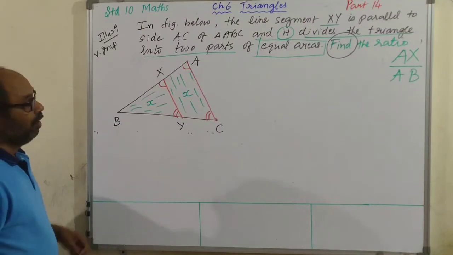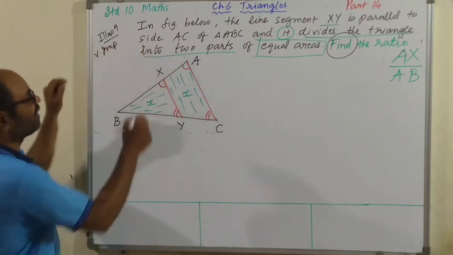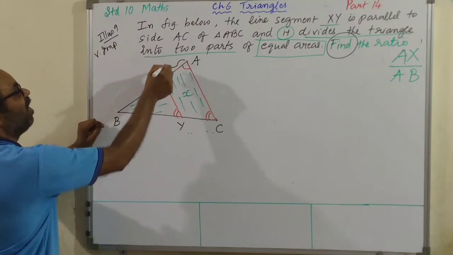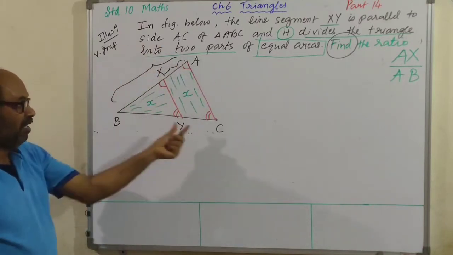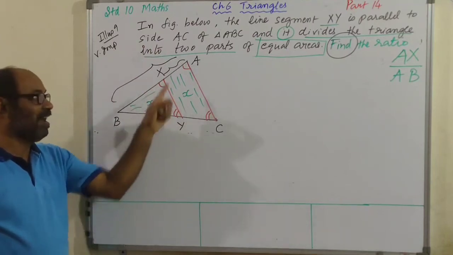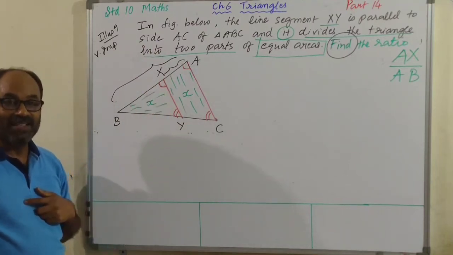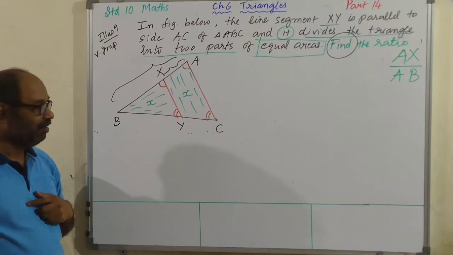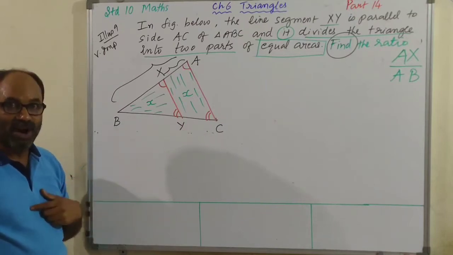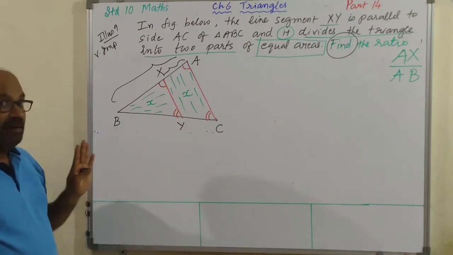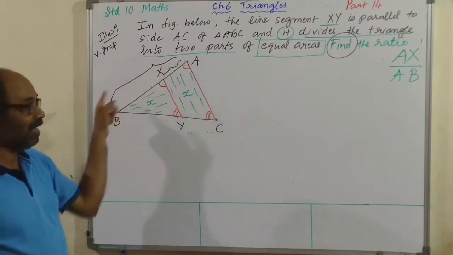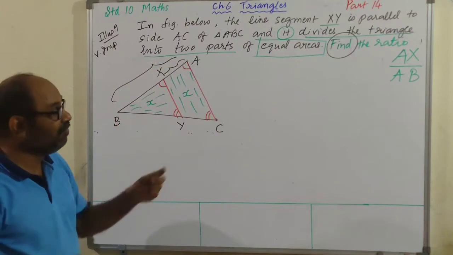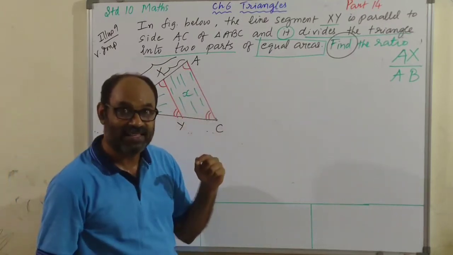So AX is this part. Let's see what we have to find. AX upon AB will be YC upon BC, because this is parallel, by result of theorem 6.1. But YC and BC, do we know? Okay, first let's do some work. Let's prove triangle BXY similar to triangle ABC. Then we can take the ratios of areas.